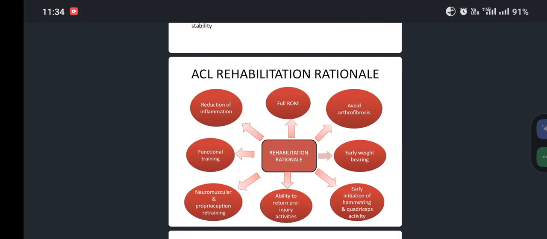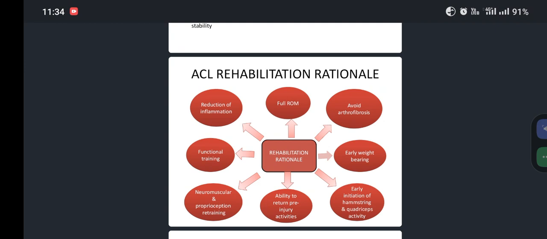So what is the rationale for ACL rehabilitation? The first rationale is the reduction of inflammation, as the patient presents with pain, swelling and signs of inflammation after ACL injury. Then, to regain the full range of motion after ACL injury and avoid arthrofibrosis.